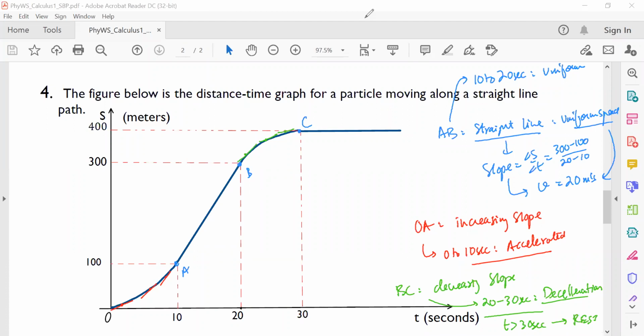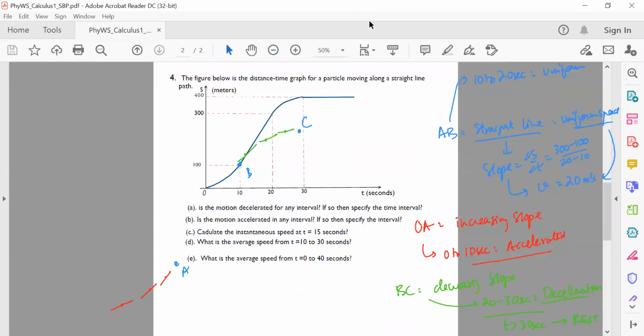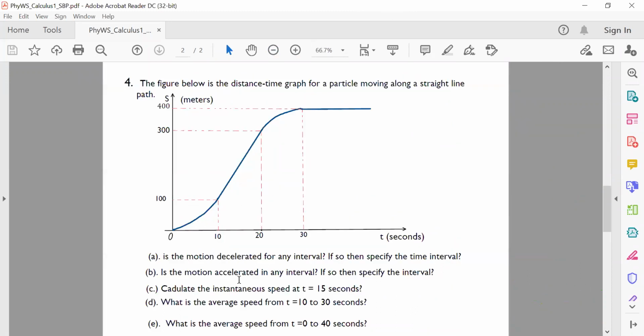Now once these points are clear, you don't really have to do much else in the question. You just have to correlate the answers from this. Is the motion decelerated in any interval? Yes, it is decelerated from 20 to 30. Is the motion accelerated? Yes, from 0 to 10 seconds. Instantaneous speed at 15 seconds: 15 is in that part of the graph which is a straight line between 10 and 20. When you have uniform motion, the instantaneous speed at any moment is the same as the average speed, which we calculated as 20 meters per second.